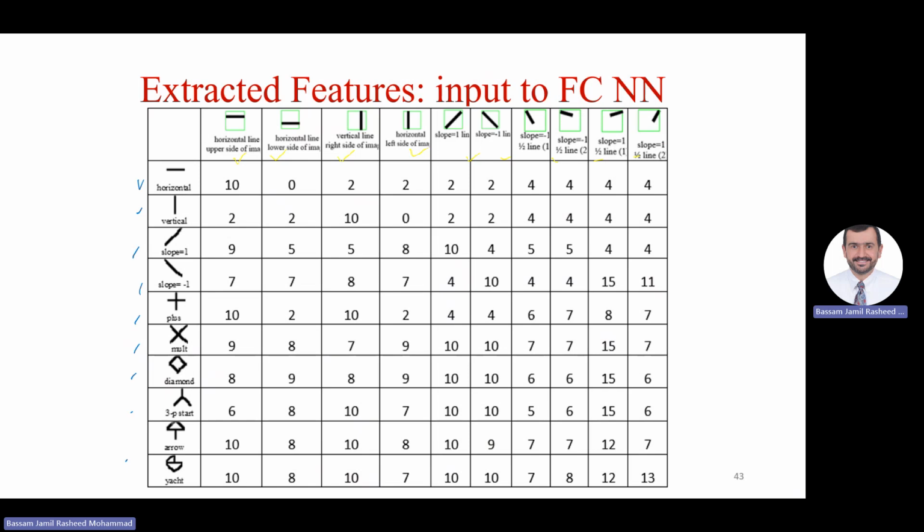Notice that the horizontal image that I have has the largest value for the horizontal line, which is in the upper side of the image. Up here, because in my test image the line was a little bit up here. You can see that the largest feature value belongs to the composite feature that detects a line shifted a little bit above the center.